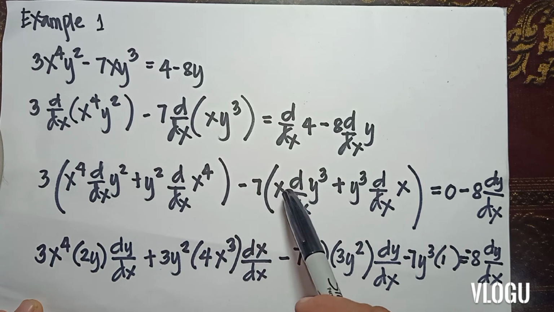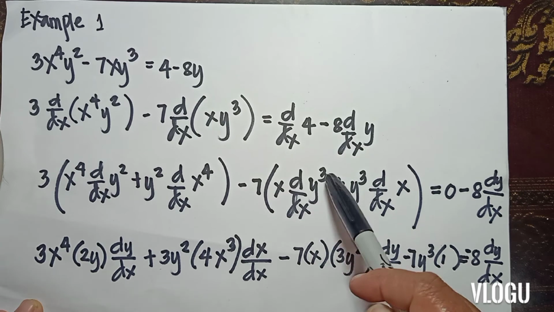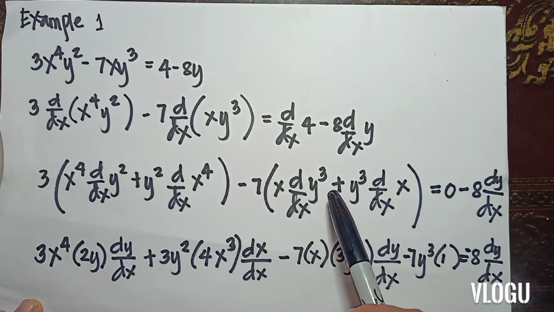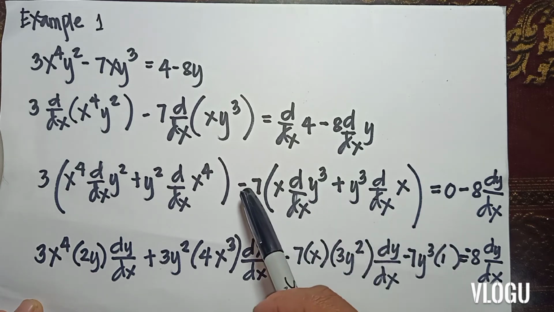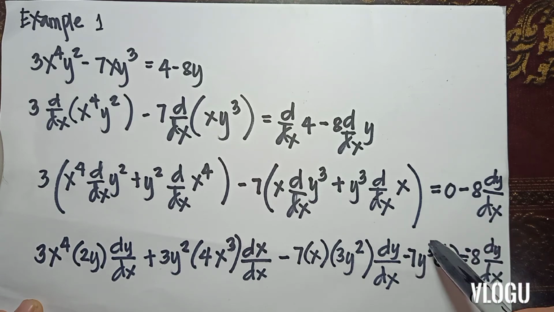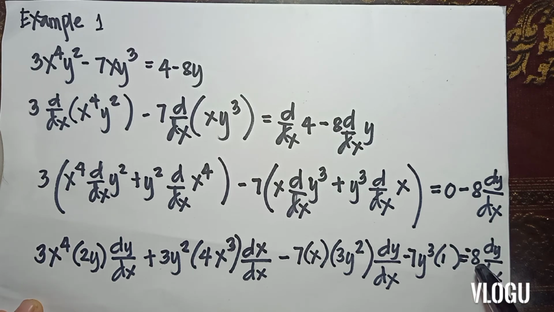Minus, okay, multiply 7 inside. So minus 7x times the derivative of y cubed, that is 3y squared, times the derivative of y without exponent, so dy over dx. So negative here, we have positive. That's the reason if we multiply negative 7 inside, you will have minus 7y cubed, derivative of x, that is 1. So we have here equal to negative 8 dy/dx.